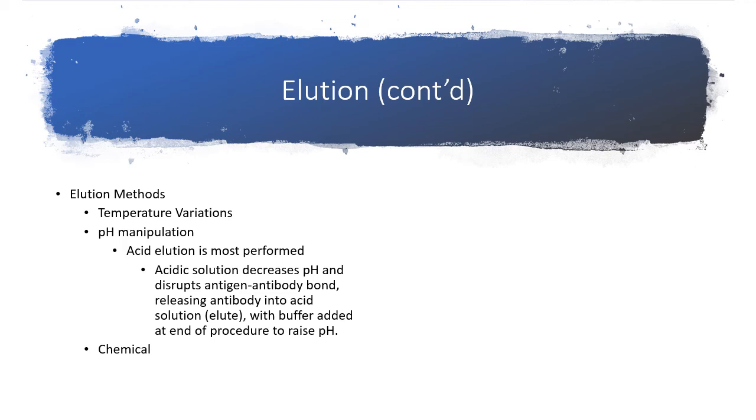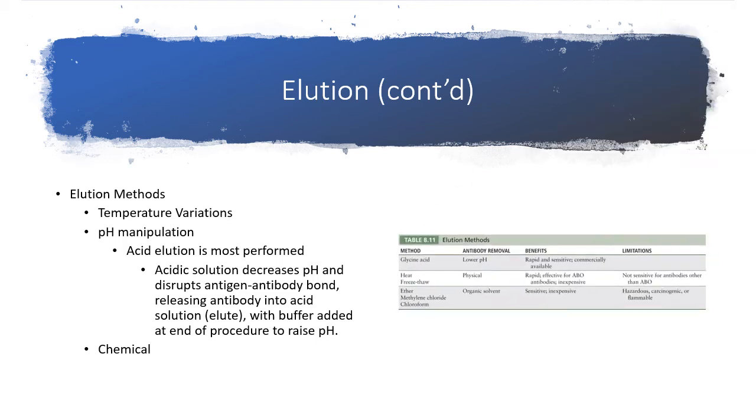And then we have chemical, which means you take a chemical and add it to the mixture and it causes the same thing to happen. Here's a table that shows you elution methods. Glycine acid lowers the pH. Heat, freeze-thaw is a physical one. Ether, methylene chloride, chloroform is an organic solvent. The last one is not used as much because it's very hazardous. Notice it's carcinogenic.